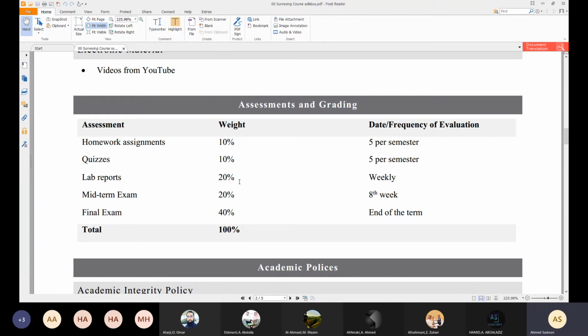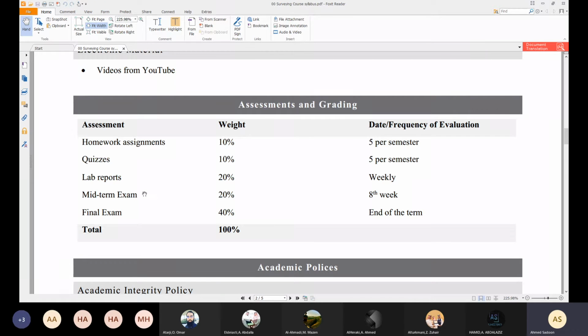After you finish the experiment in the field, you are going to have about 1 week in order to submit your lab report. Okay, and here we have a big weight for that, 20%. It's going to be weekly. You are going to deliver this on a weekly basis.